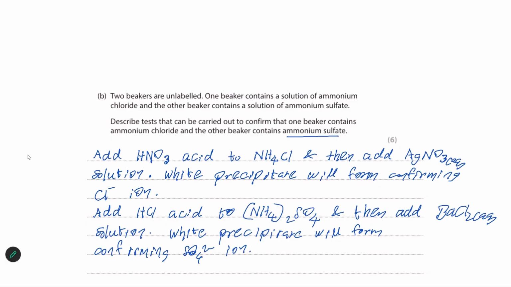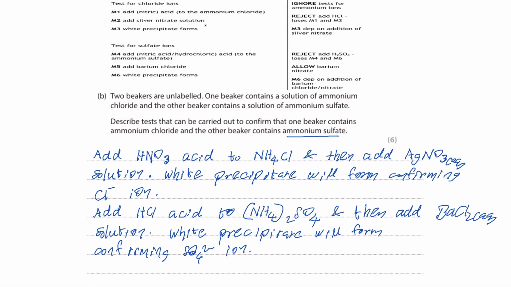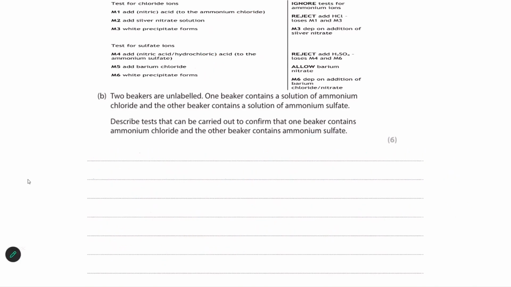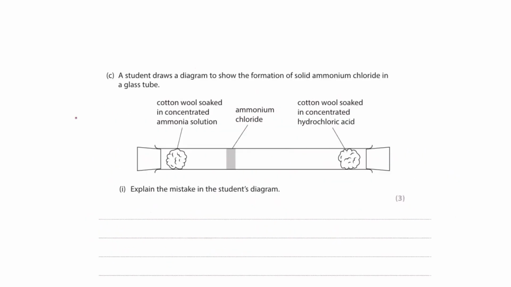So let's see the marking scheme. Add nitric acid. So we have the first mark. Add silver nitrate solution, second mark. White precipitate formed, third mark. Add nitric acid or hydrochloric acid, fourth mark. Add barium chloride, fifth mark. White precipitate forms, sixth mark. So you get full marks for this question. Right, no worries. Now let's go for part C.